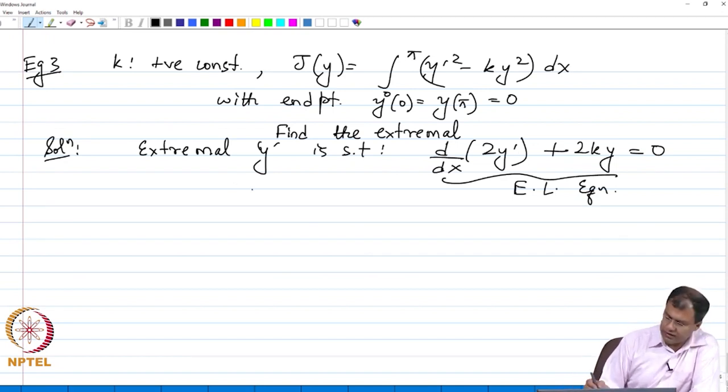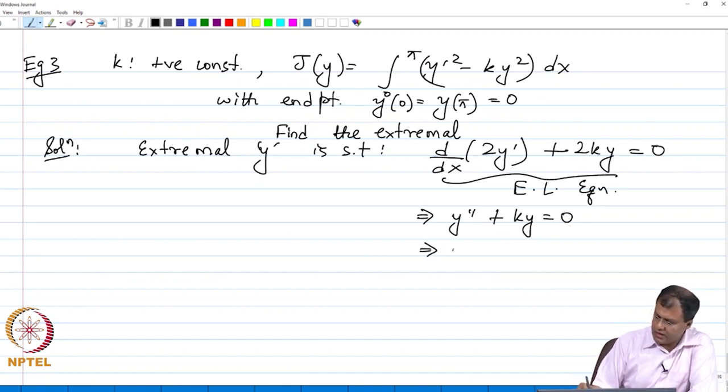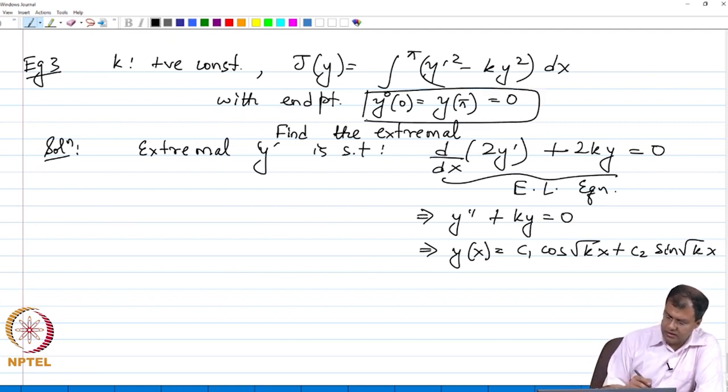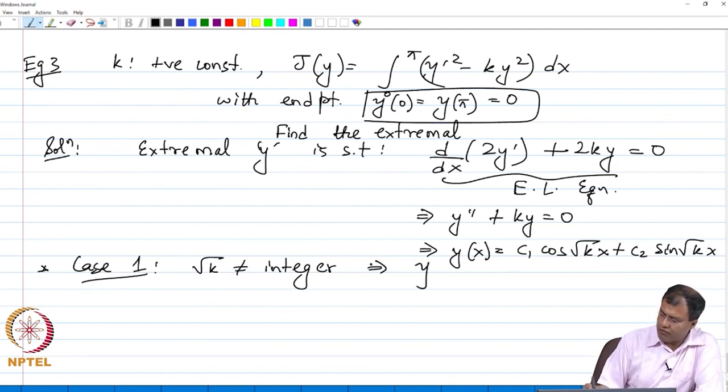Once we further simplify this ODE, we see that it reduces to y double prime plus ky equal to 0, and since this is a homogeneous ODE, the solution will be a linear combination of cos and sin. Further, we are given these boundary conditions. It turns out that there are two cases. If the square root of k is not an integer, my boundary condition will lead to only one solution, y of x identically 0. Students can check that this is the only solution satisfying the boundary conditions here.